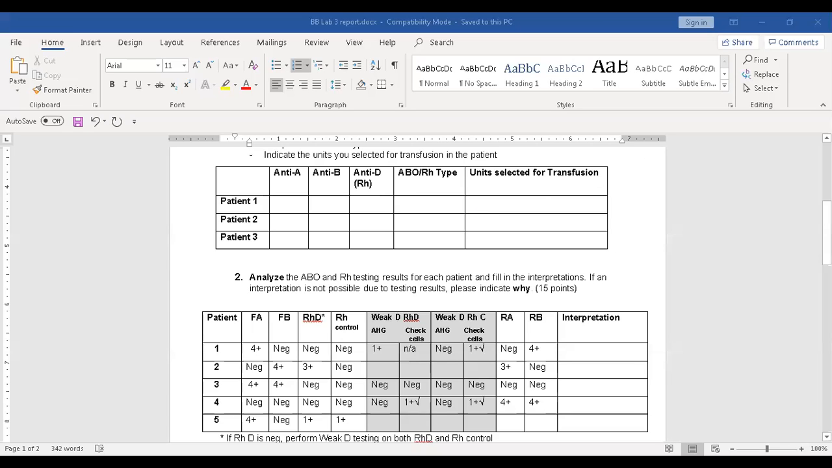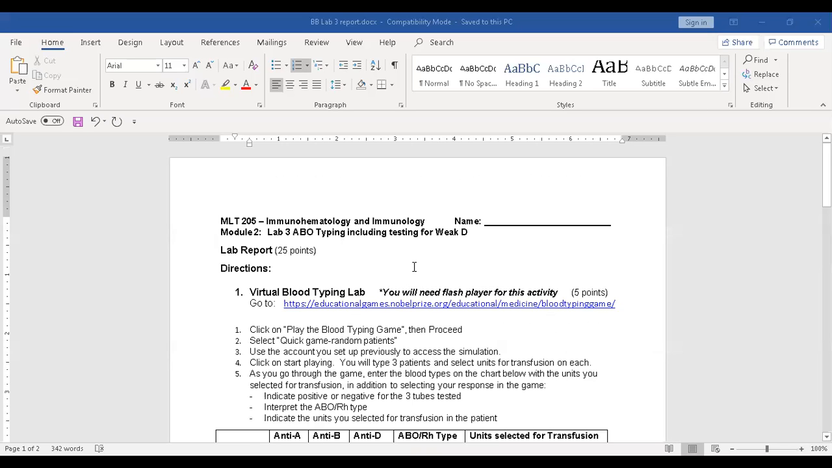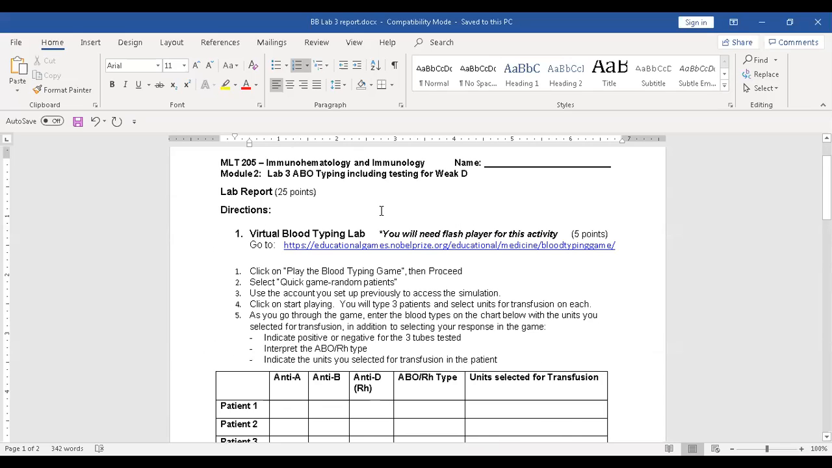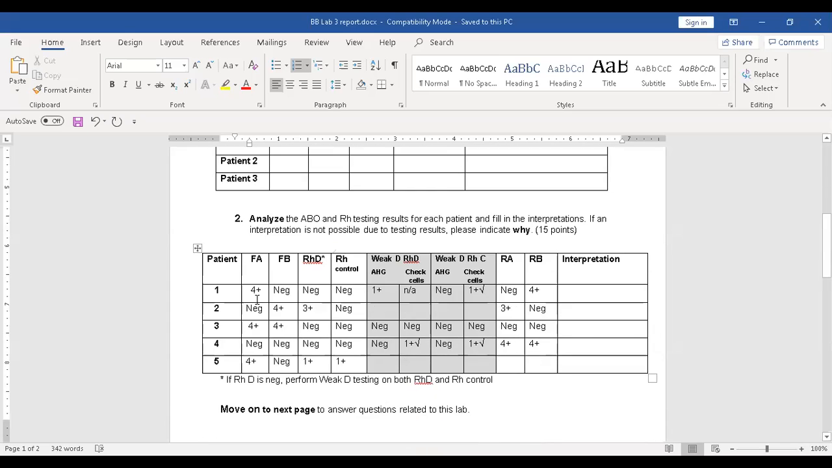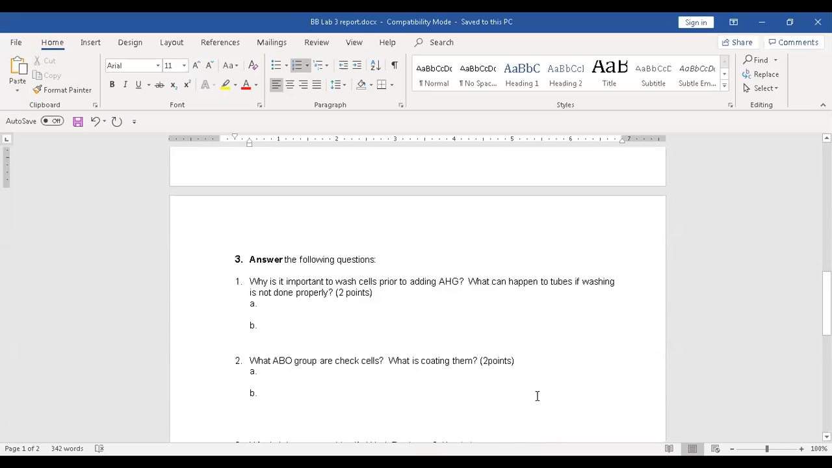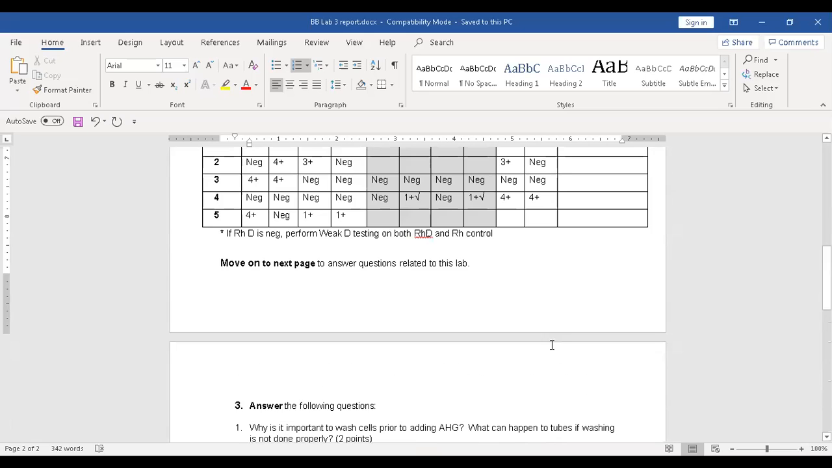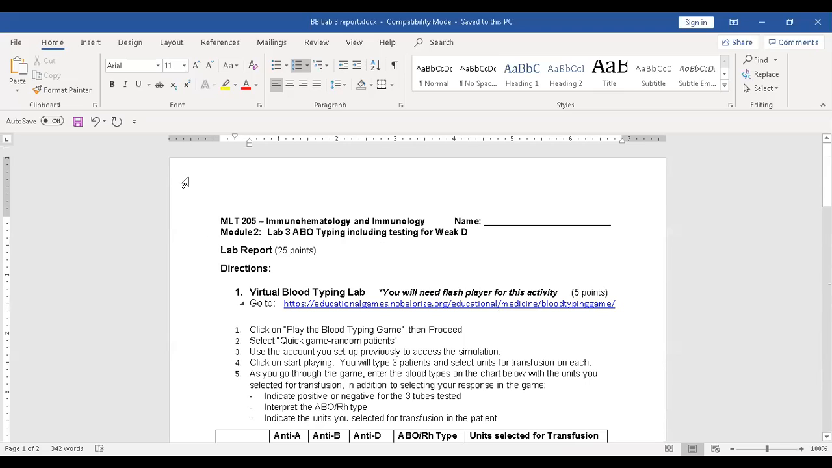There it is. So anyway, here is the report. Go to the blood typing game, put in your results for the 3 tubes, your type, units you use for transfusion for your 3 patients, and then an activity here that is similar to what we did in the PowerPoint together. Okay, and then some additional questions. When you're done filling all of this in, as you usually do, save it to your computer, and then you will upload this as a file upload when you are done.